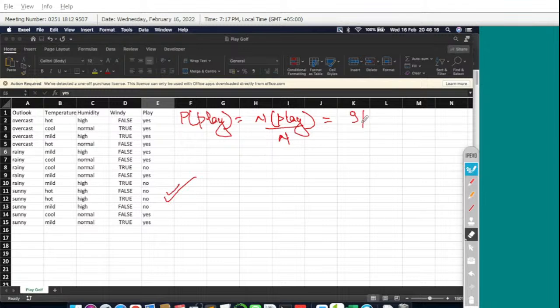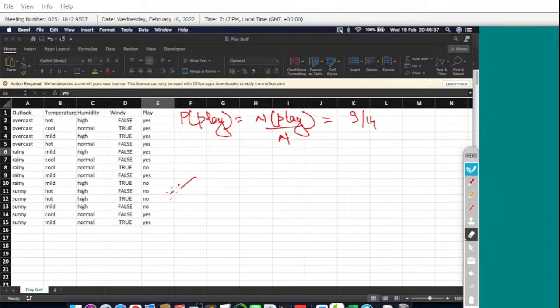So here it's going to be 9 by 14, right? No, it's 14, guys. 1, 2, 3, 4, 5, 6, 7, 8, 9, 10, 11, 12, 13, 14. Yeah, it's 14. 9 by 14, right? So this is the basic probability.